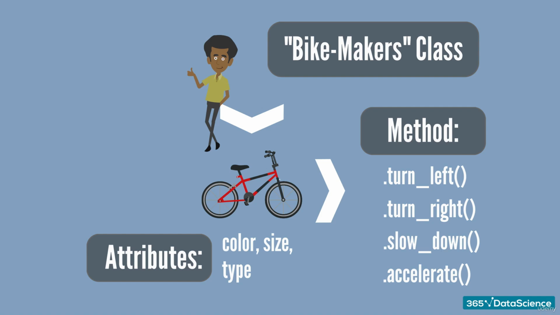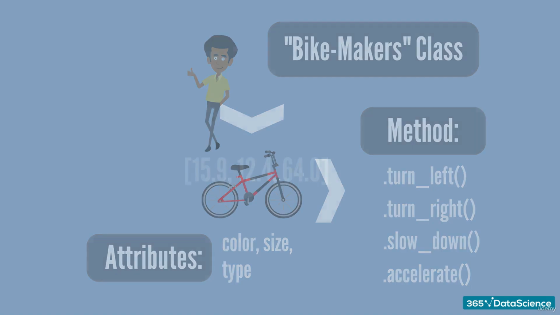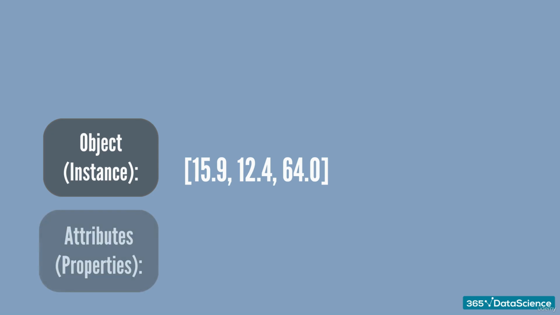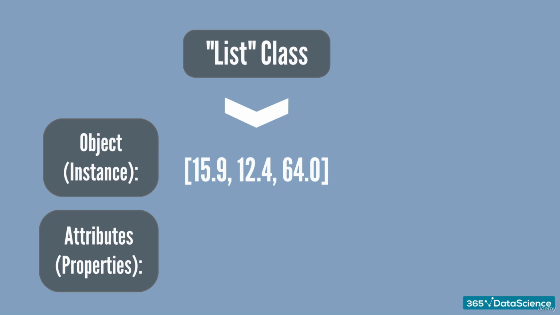This is it. Let's provide a practical example that will help you visualize these concepts even better. We can create a list with 3 floats, and it will be our object. Sometimes, people will refer to objects with the word instance, or they may say properties instead of attributes. This is fine, as these terms can be used interchangeably. The object we created belongs to the Python's list class.